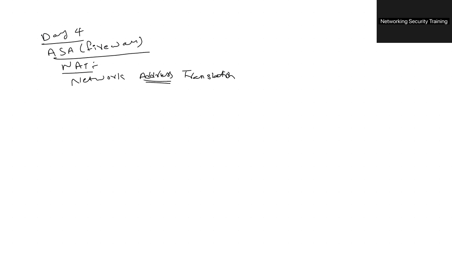Network address translation is a map used between private IP addresses and public IP addresses.